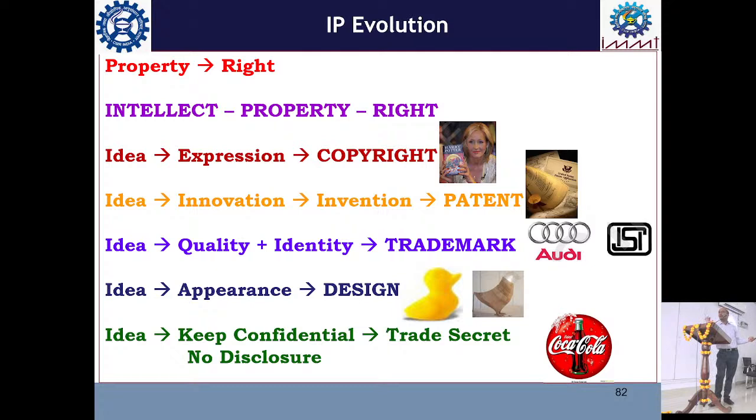And JK Rowling, I am showing the same picture again and again because JK Rowling is considered to be richer than Queen Elizabeth. Queen Elizabeth is rich by inheritance, but JK Rowling has become rich by IP. When she wrote Harry Potter, at least 10 publishers denied to publish her novel. She made 2 suicide attempts. And luckily she could survive. Now she is one of the richest persons on this globe. So that is the power of intellectual property.